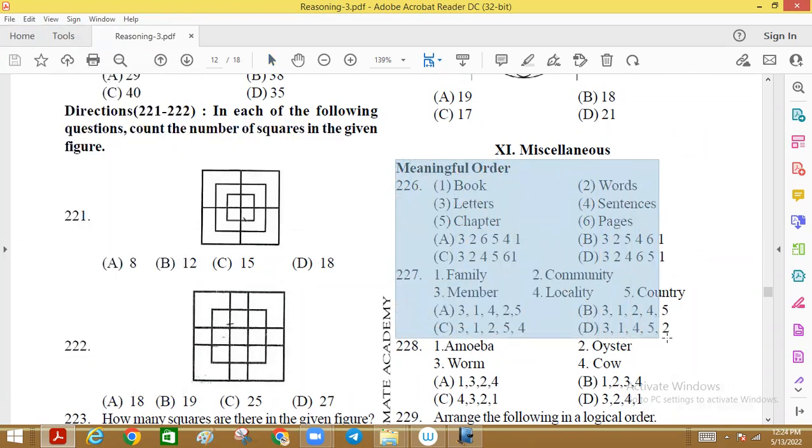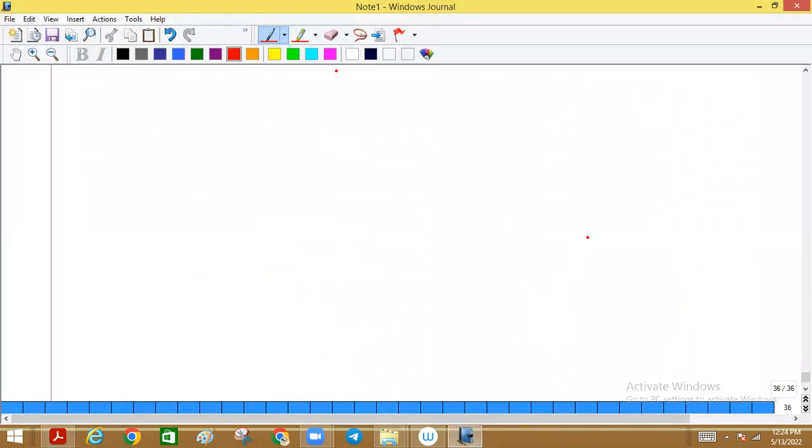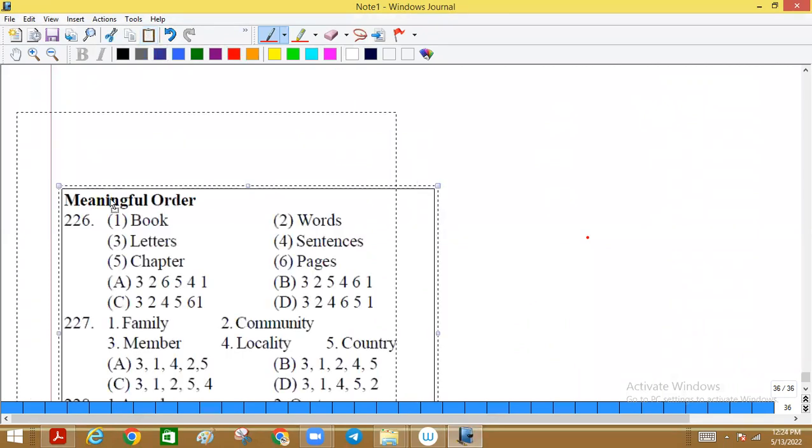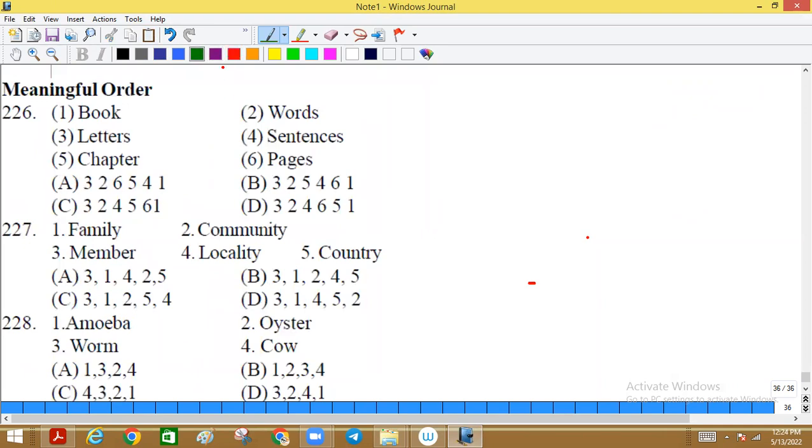Meaningful order means based on some meaning, logically you try to arrange it. Now you can answer it, no need to write. Very easy question. Now see here, these are the words: book, words, letters, sentence, chapter, and page. You try to arrange them in some logical or meaningful order.